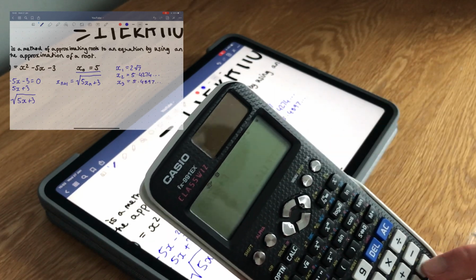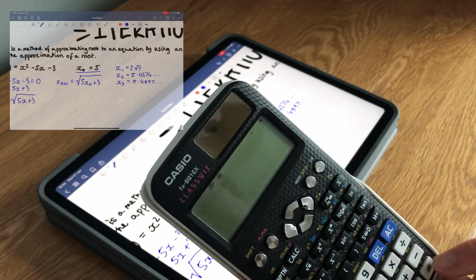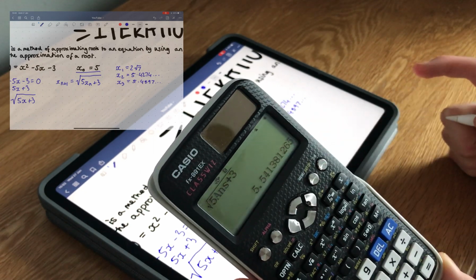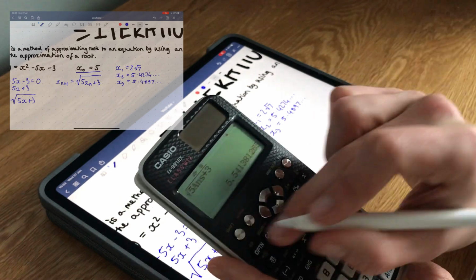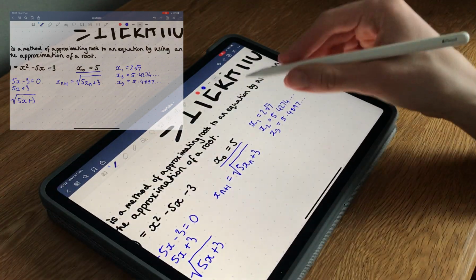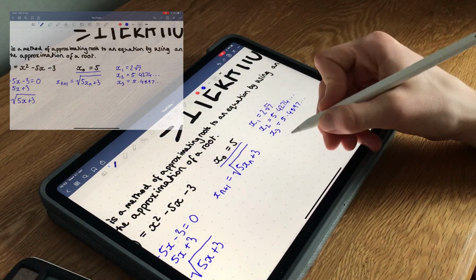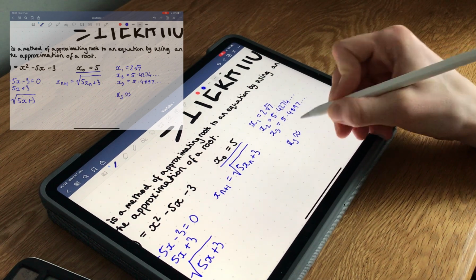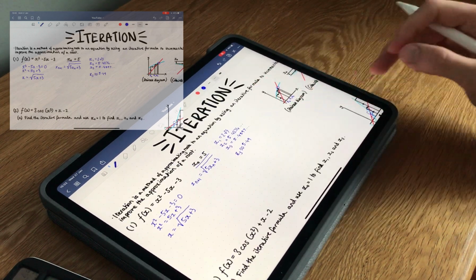If we press this loads of times, they'll eventually reach a point where it's becoming so accurate that our calculators can't make it any more accurate. However, usually in these sorts of questions you're only asked to go up to x3. So our answer for this will be x3 is roughly equal to 5.49. That's to three significant figures.